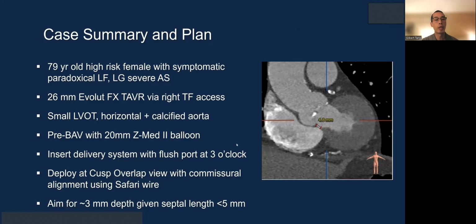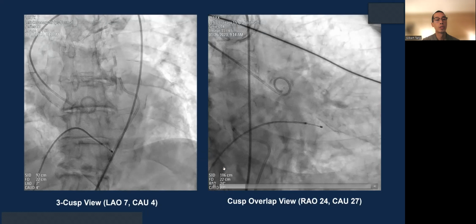This patient would fit a 26 Evolut FX, right transfemoral approach. Because of the small LVOT and horizontal aorta, we would pre-dilate with a 20 millimeter balloon, insert the flush port at 3 o'clock, and deploy the valve at the cusp overlap view, aiming for 3 millimeter depth because the membranous septum length is less than 5. So here's how it works.